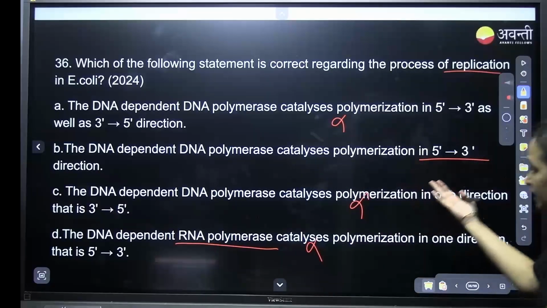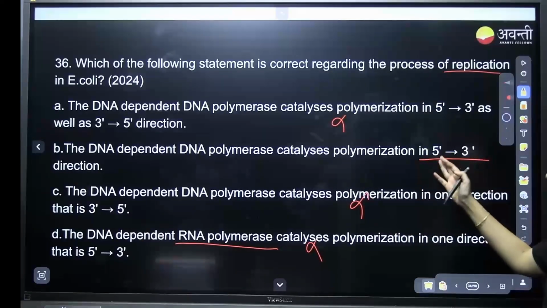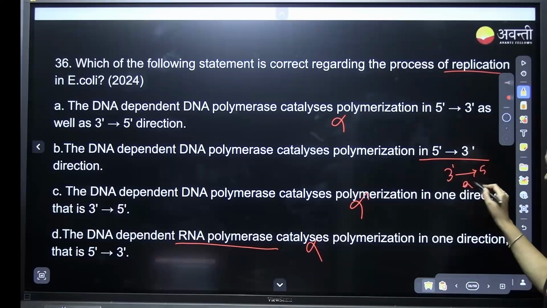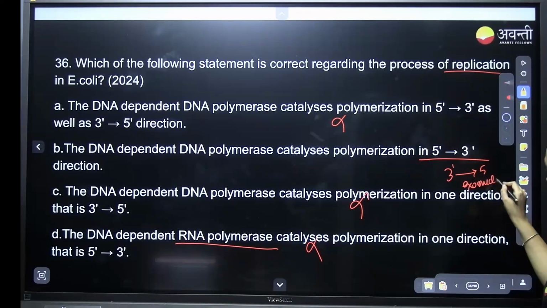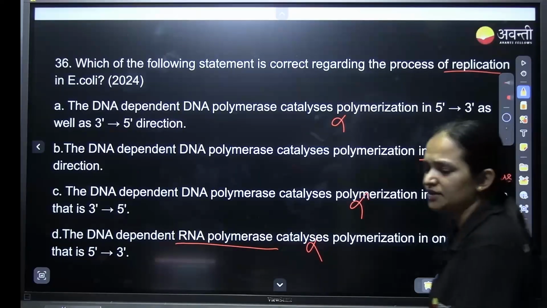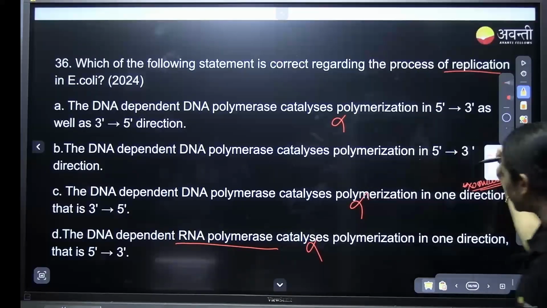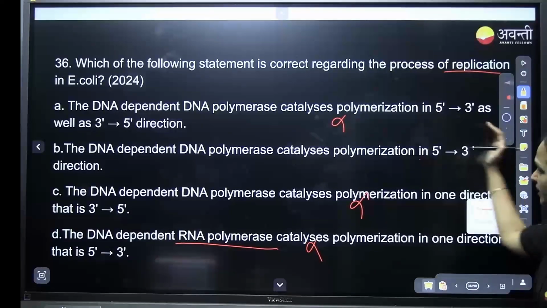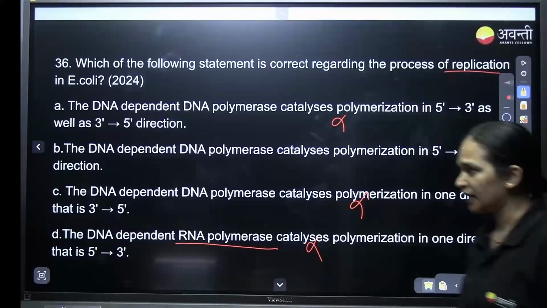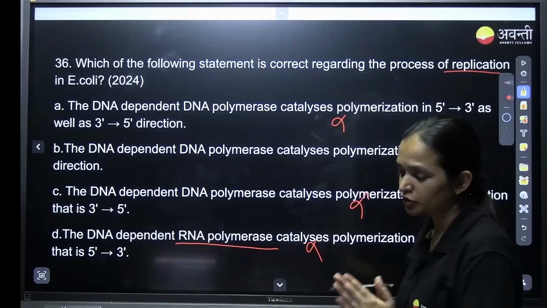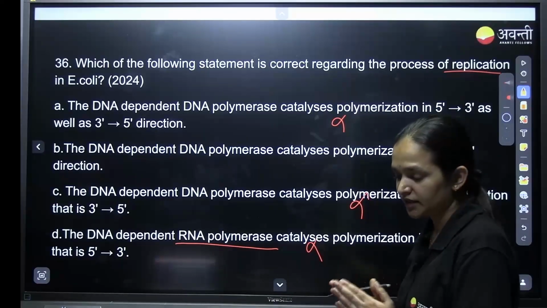Always, the DNA polymerase catalyzes the polymerization in 5' to 3', and 3' to 5' is always exonuclease activity, proofreading. Many things happen 3' to 5', but 5' to 3' is always polymerization, whether in eukaryotes or in prokaryotes. The polymerization always takes place in 5' to 3' direction only. Understanding?